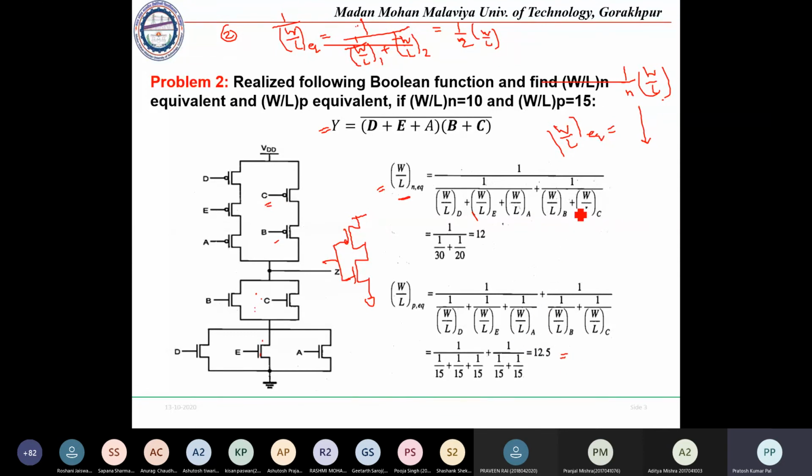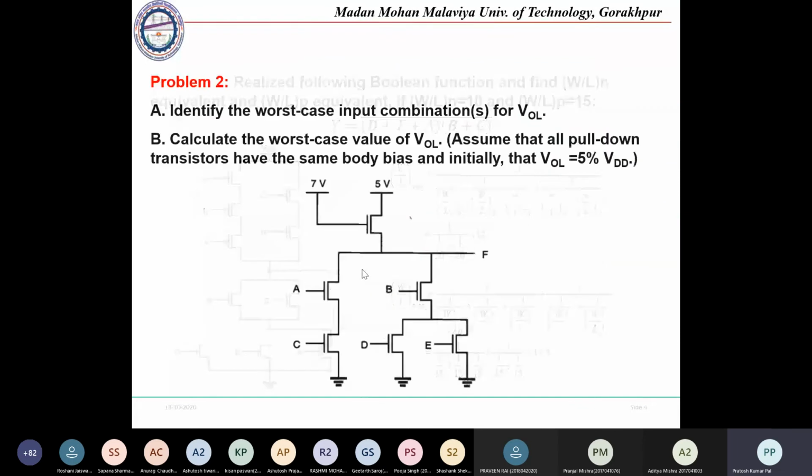If all have the same W by L ratio, like here it is given, the W by L ratio of N is given as 10 and the W by L ratio of P is given as 15. By putting this into this logic, n will be implemented here and p will be put here, so we will be getting this value. This is how we can get the equivalent W by L ratio of any complex circuit also.